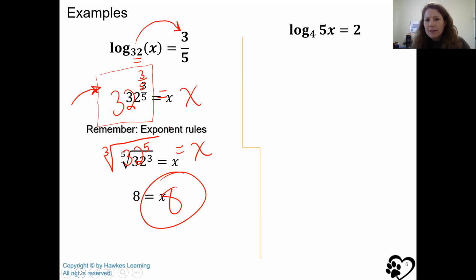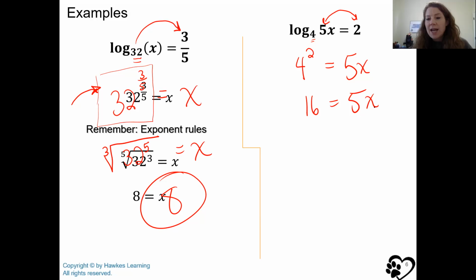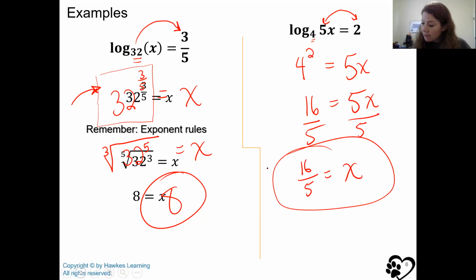Remember our exponent rules. All right, what about this one? So we're going to take that base of 4. These two guys are going to trade places. We're going to raise 4 to the power of 2, set it equal to 5x. Well, now what can we do? Well, we can actually square 4. 4 squared is 16 equals 5x. And we want to solve for x. The only way to get rid of times 5, we're going to divide both sides by 5. So x is equal to 16/5. So that is our answer, 16/5.